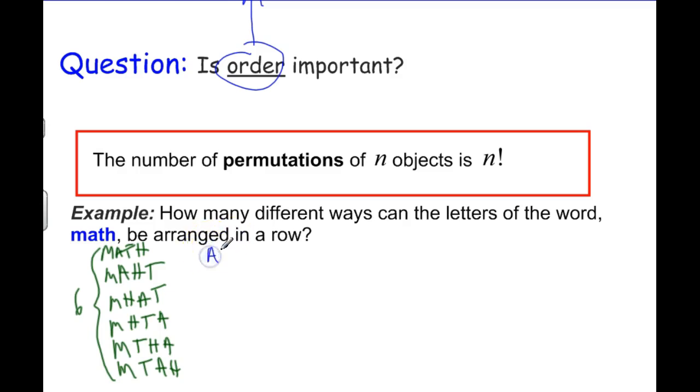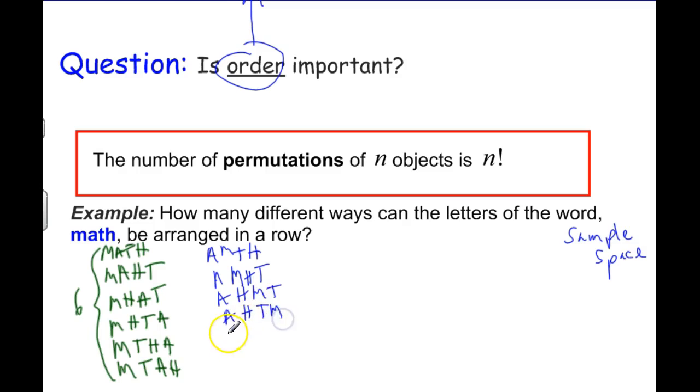So A-M-T-H, A-M-H-T. Try to be systematic when you list this out. This is called the sample space. When you list out every possibility in probability, it is called the sample space. A-H-M-T, A-H-T-M. I've done the A-M's and the A-H's, A-T-H-M, and A-T-M-H. So I also happen to get 6 arrangements that start with A.